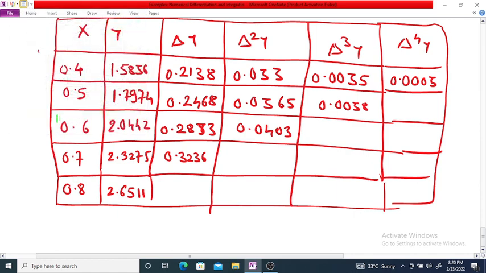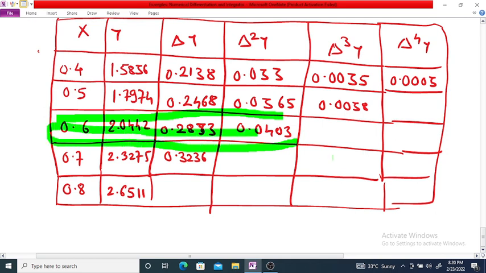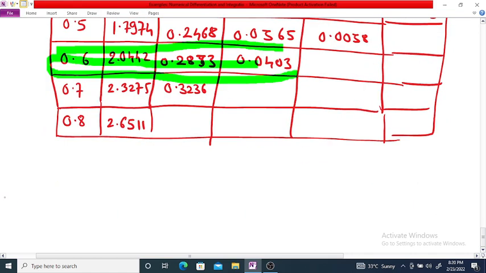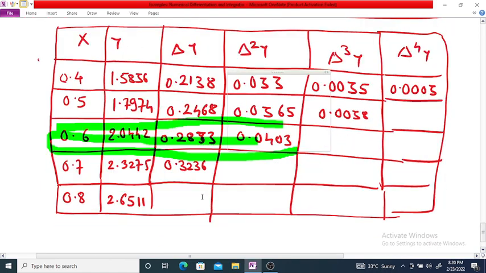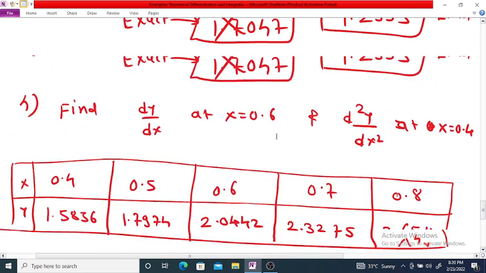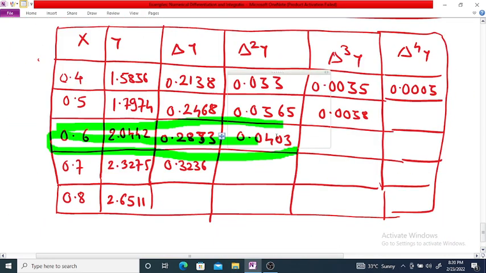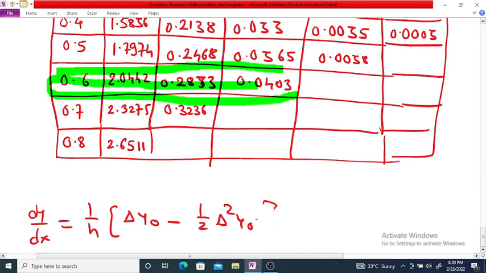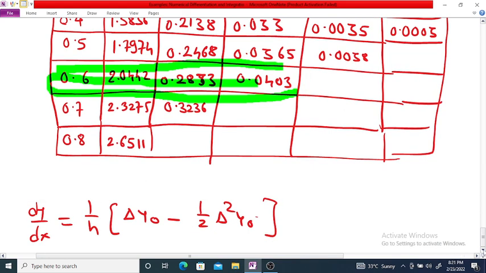Now we want to evaluate derivative at x is equal to 0.6. So we are going to use this value here. So we want a formula up to what? Delta square y. Since it is a given value of x, dy by dx is equal to 1 by h delta y0 minus 1 by 2 delta square y0. We want values up to delta square y0 only.